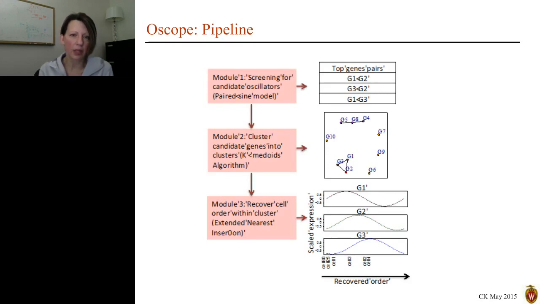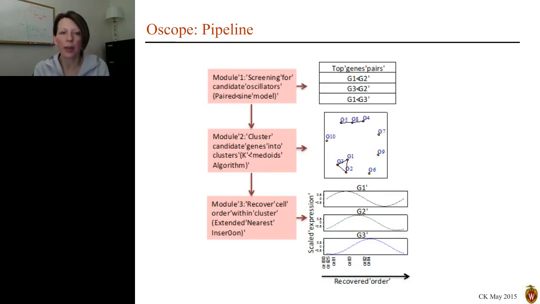Given the candidates, we cluster them into clusters, and the clusters are based on this paired sign model score, so the residuals again, and ones that have small residuals are oscillating with similar frequencies. They may be phase shifted. In fact, they almost always are phase shifted. And then from that, we can recover the order within each cluster, okay, within each group of genes that has similar frequency but is phase shifted. We recover the cyclic order, which is, again, the order of cells that allows us to reconstruct one cycle of the oscillation, which we call base cycle.